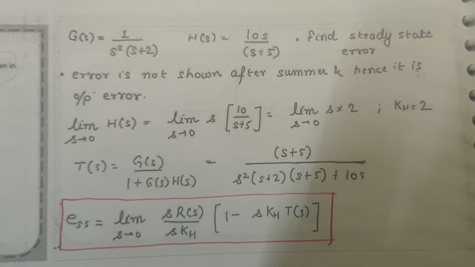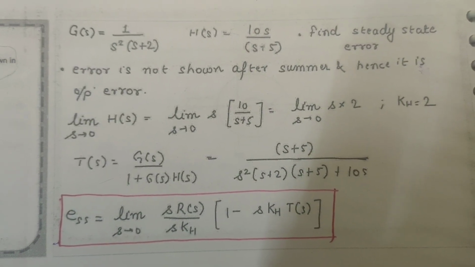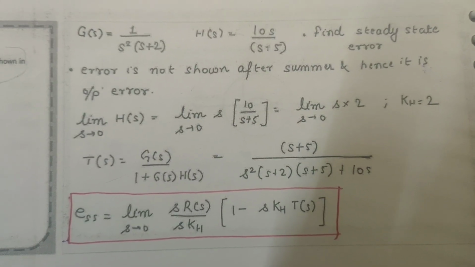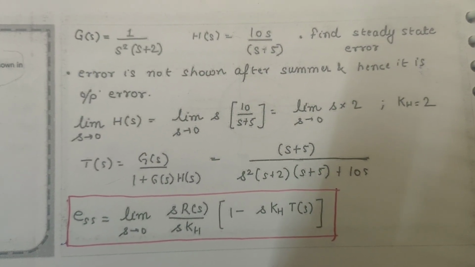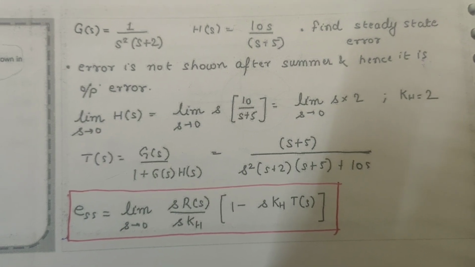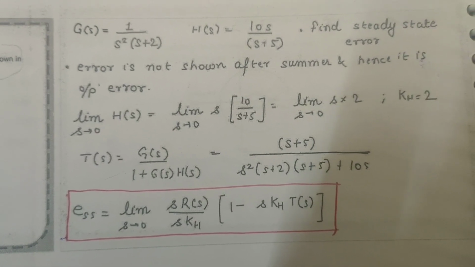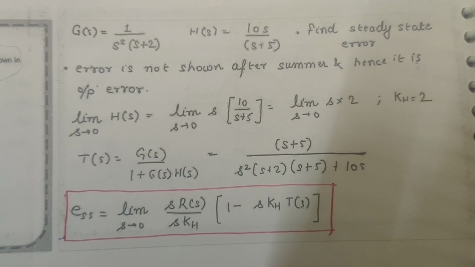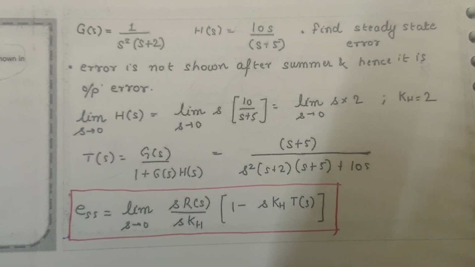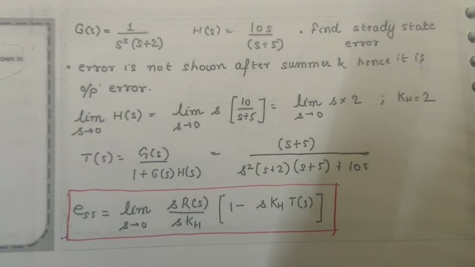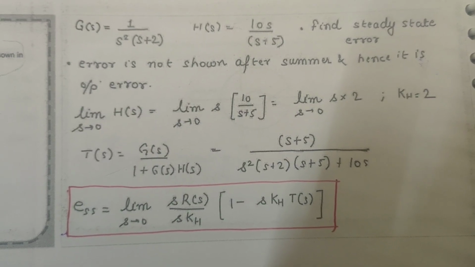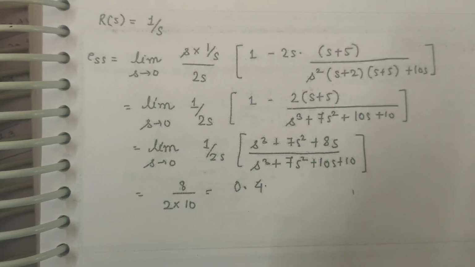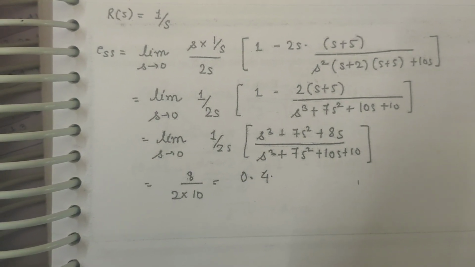Now write the overall transfer function, closed loop transfer function, G of S by 1 plus G of S H of S. This is the second step. And the third step, you will find the steady state error. There is a formula to find the steady state error, that is limit S tends to 0, S into R of S divided by S into KH into 1 minus S into KH into closed loop transfer function. In this we have given R of S is equal to 1. Now we will substitute the values.